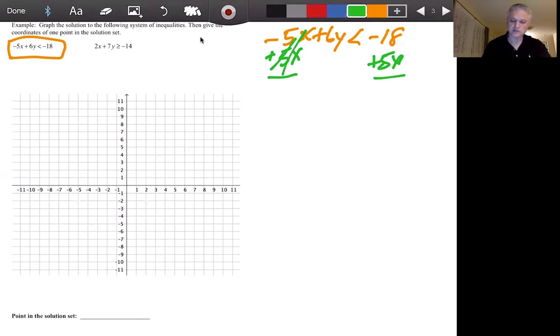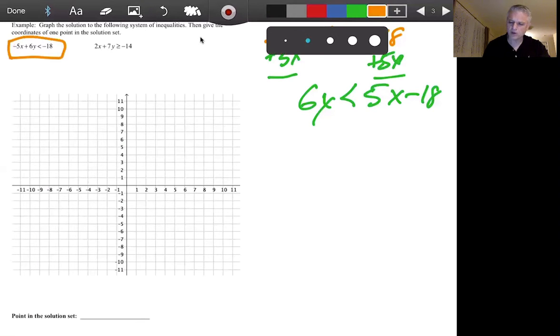Those cancel nicely. So I'm left with positive 6y. All we did is add, so I'm going to bring down my inequality symbol. And I've got 18 minus 5x. I want to write this positive 5x first. And I want to write that minus 18 right after. Okay. Last thing I want to do, because I want y isolated, I have to cancel that 6.